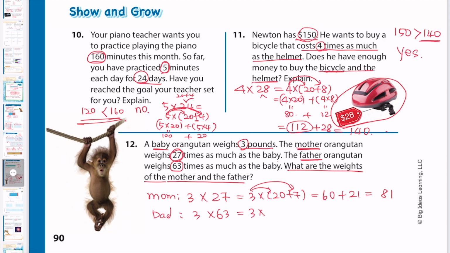Now, 3 times, I'm going to split them into what? 60 plus 3 and distributive property, right? Now, 3 times 60, wait, okay, we know 3 times 6 is 18, and we need to add what? One more zero at the end, right? Plus what? 3 times 3, which is 9, 189 pounds, okay? All right, so what are the weights of the mother and the father? Yes, mother is what? 81 pounds, and father is what? 189 pounds.